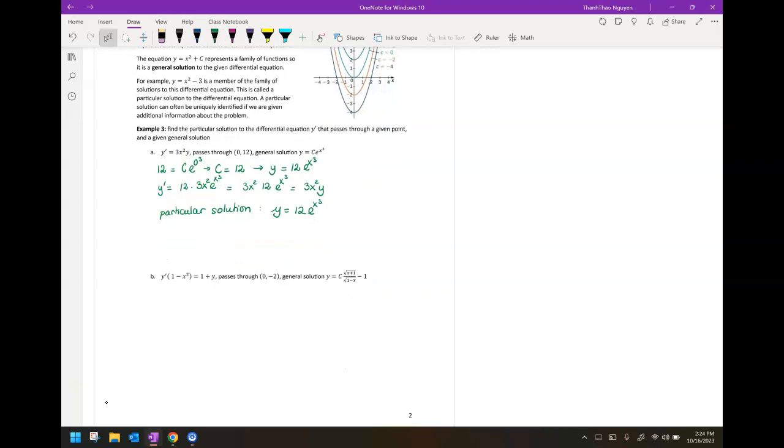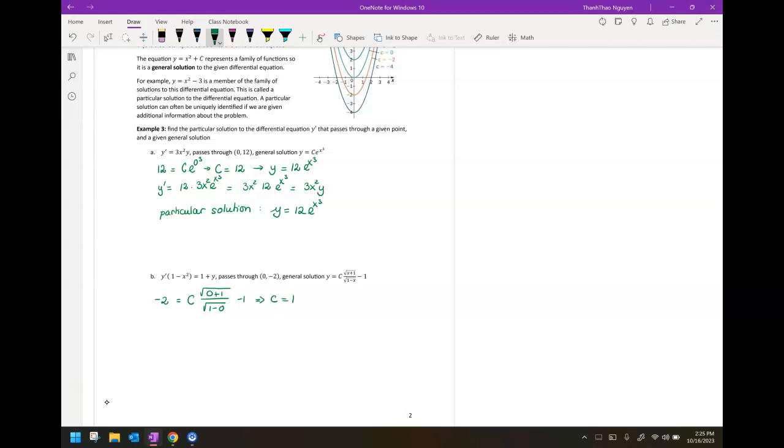Okay. Y prime times 1 minus x squared equal 1 plus y, pass through 0, -2 with the general solution y equals c times square root of x plus 1 over square root of 1 minus x minus 1. Since it passed through the point 0, -2, so we have -2 equals c times square root of 0 plus 1 divided by square root of 1 minus 0 minus 1. This means c is equal 1.